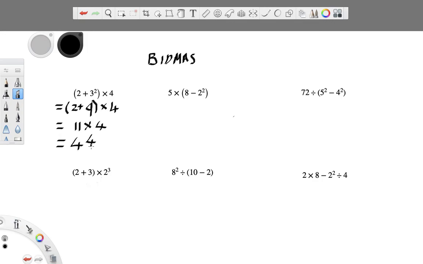Okay, so next question. 2 plus 3, which is in brackets, times 2 cubed. So again, BIDMAS tells us that the bracket comes first. So we work the bracket out. 2 plus 3, which is 5.